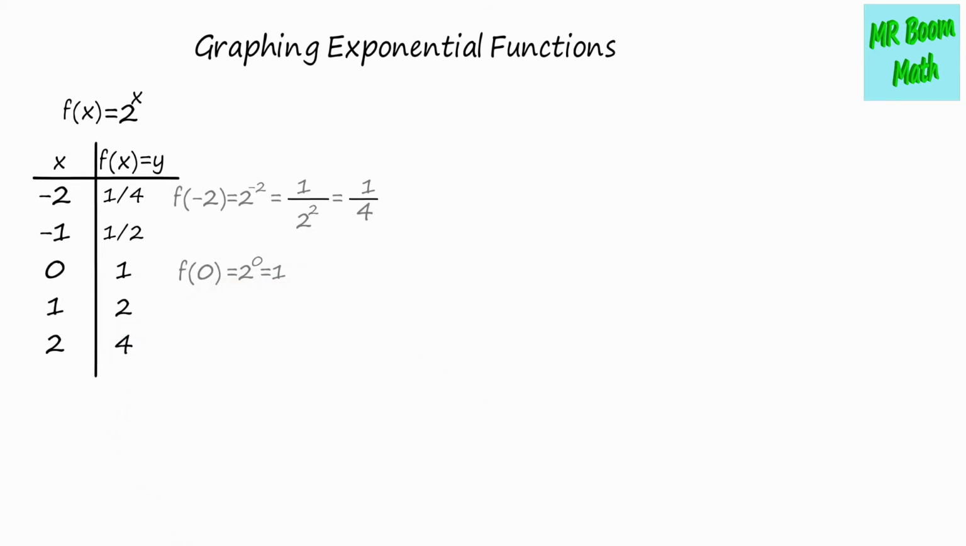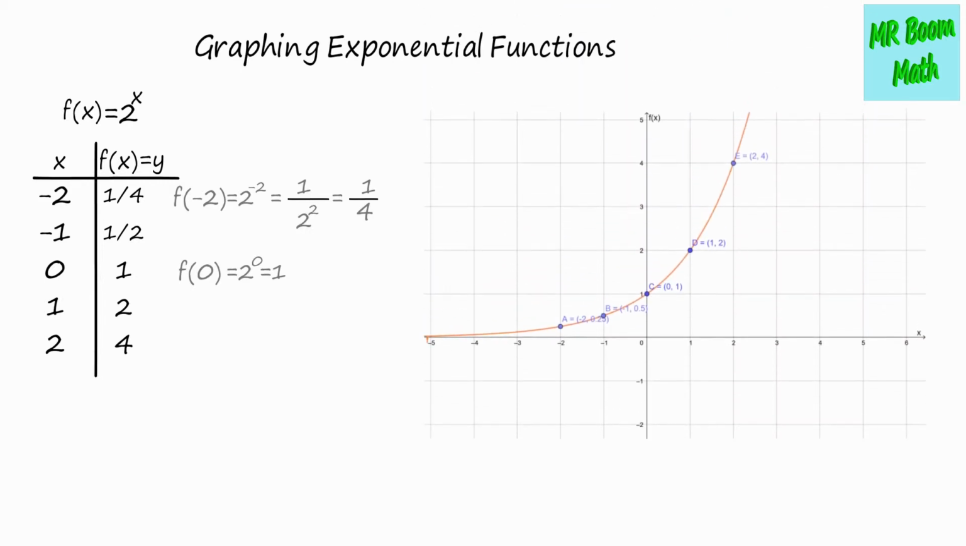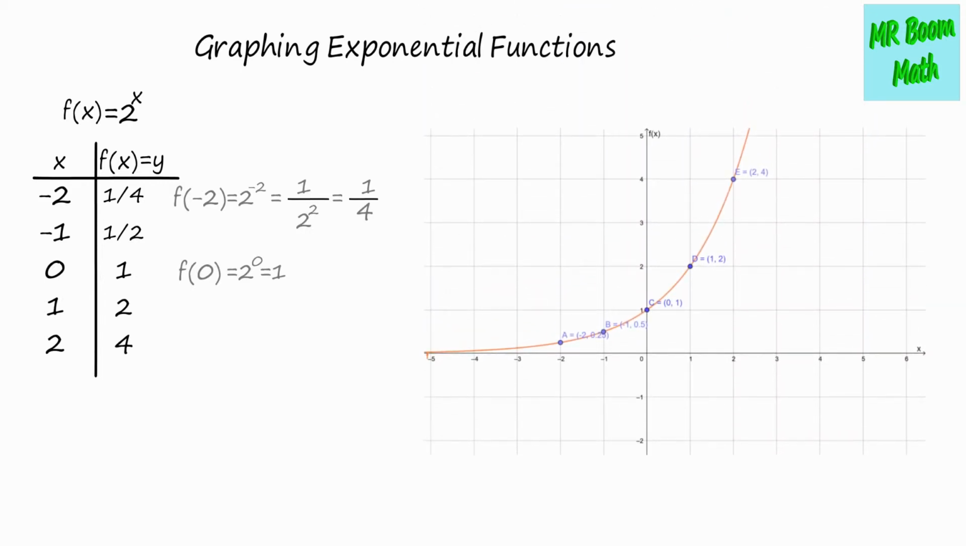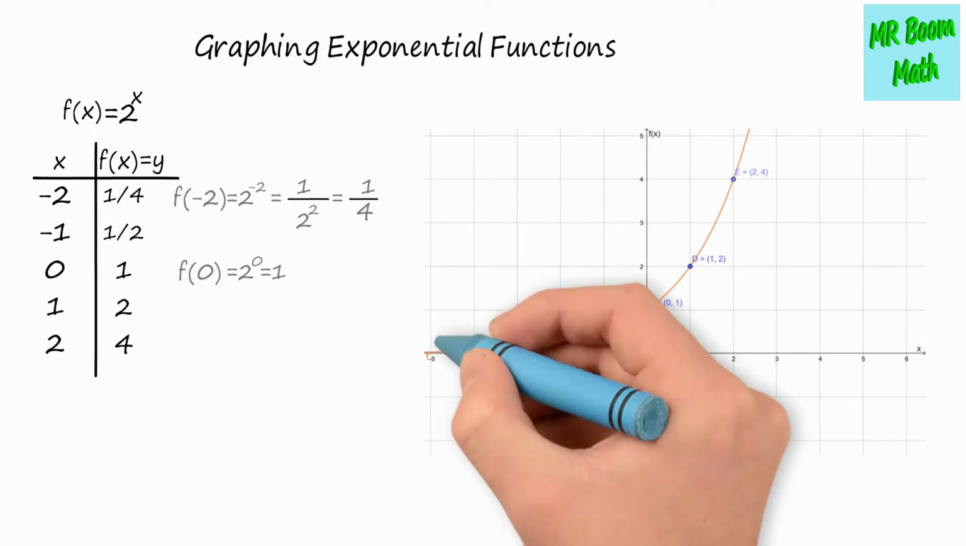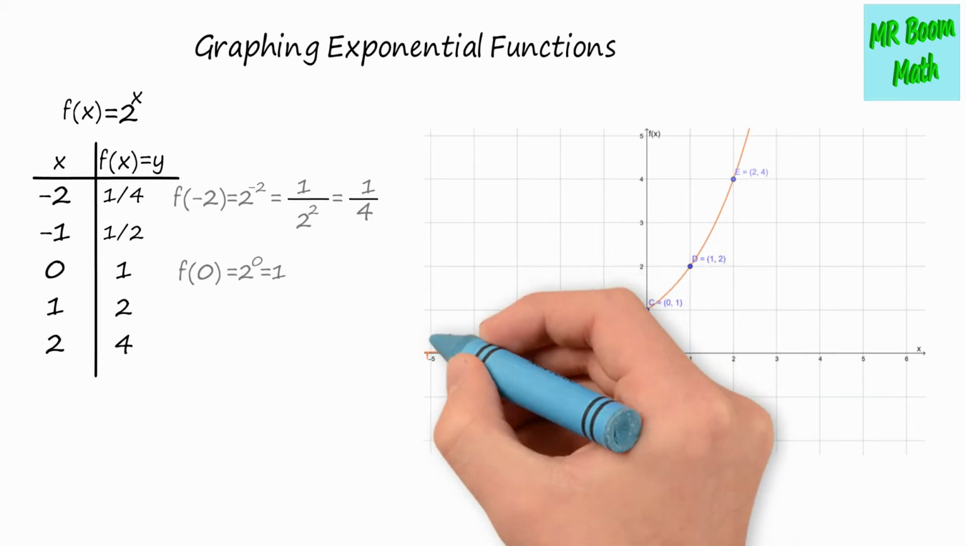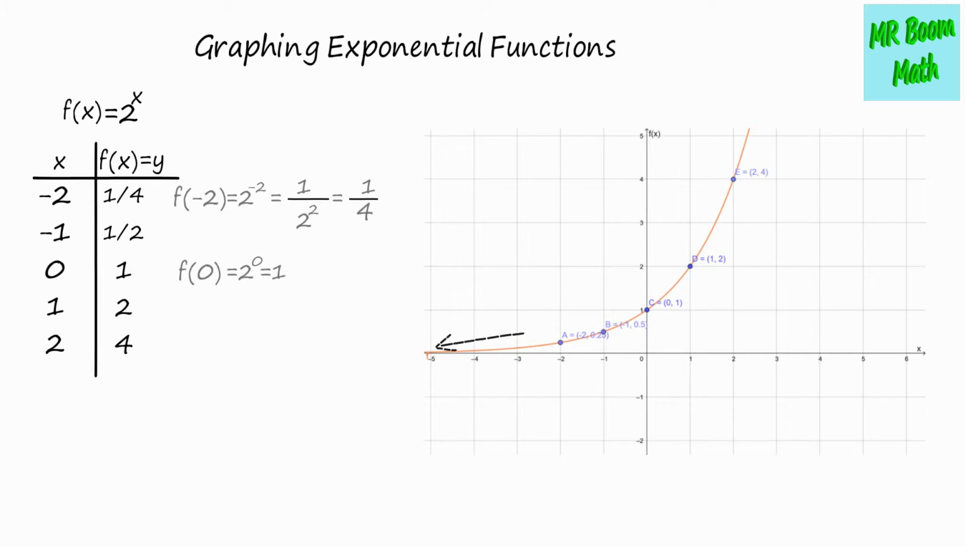Let's graph this, and my graph will look something like that. Let's look at this graph a little bit closer. What happens to this graph? As we move along the x-axis in the negative direction, we are getting a fraction that is getting smaller and smaller. So our y value is getting closer and closer to 0.